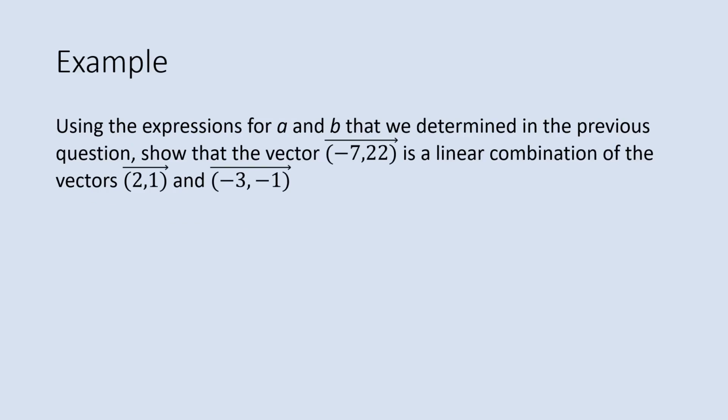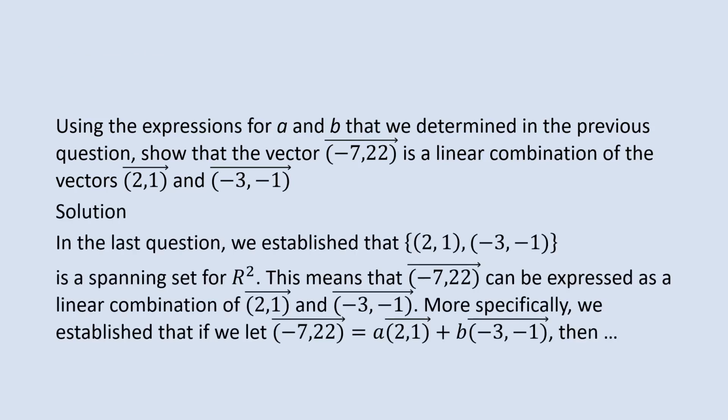Now, just to show you what it was that we did, another way of saying what we did is to say that we found a formula for a and b that'll work given any vector in R2. So let's put that to use. Suppose we wanted to determine the coefficients in front of 2, 1, and negative 3, negative 1 that would work for the vector negative 7, 22. So what we'll do is we'll say negative 7, comma 22 is equal to a times 2, 1 plus b times negative 3, negative 1.